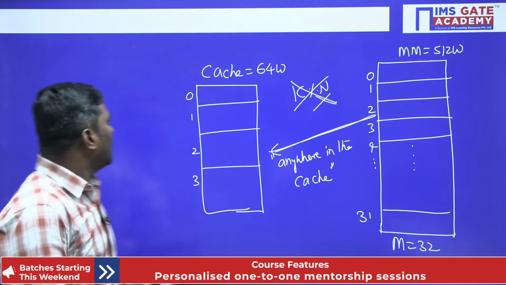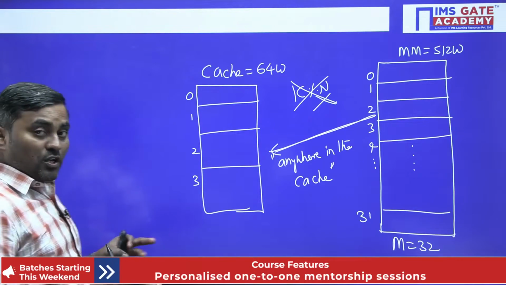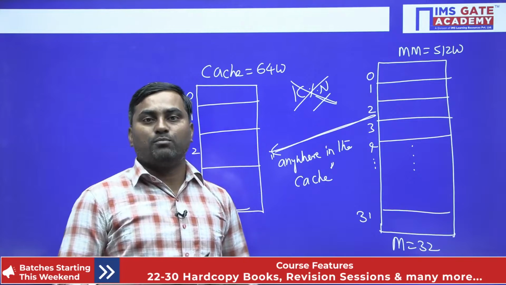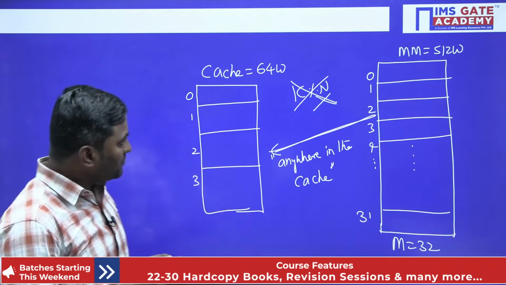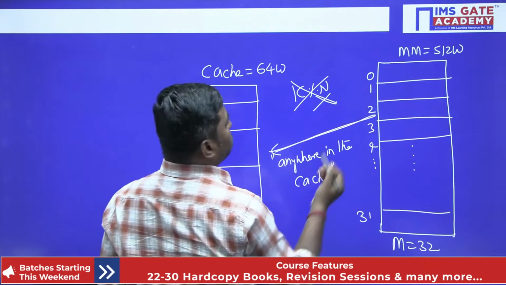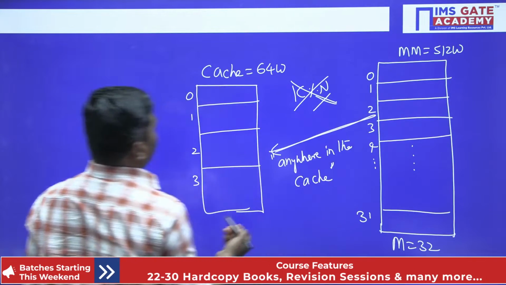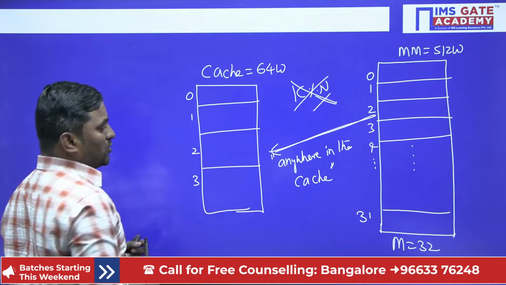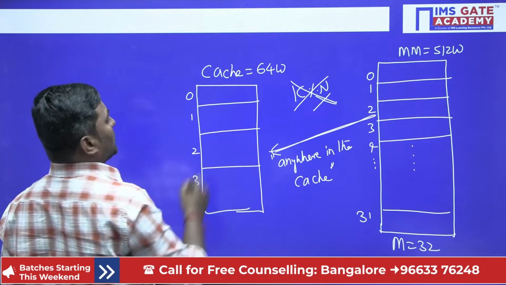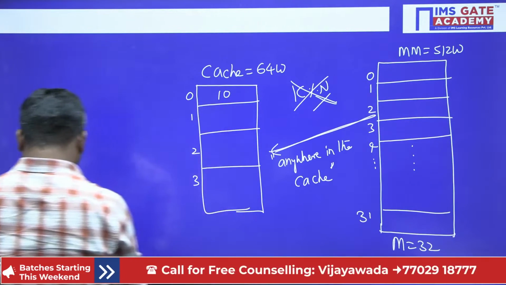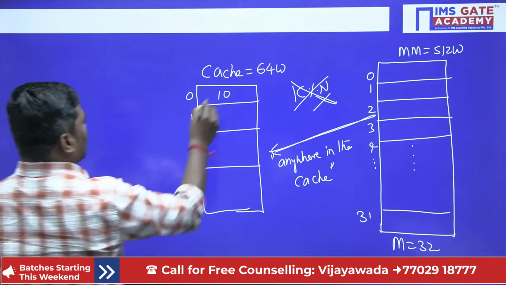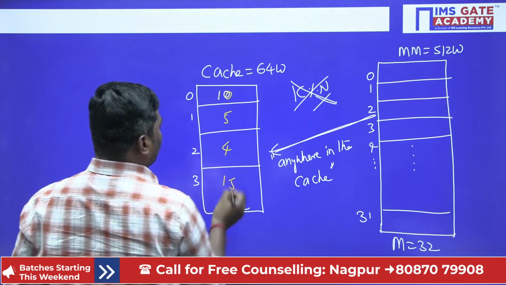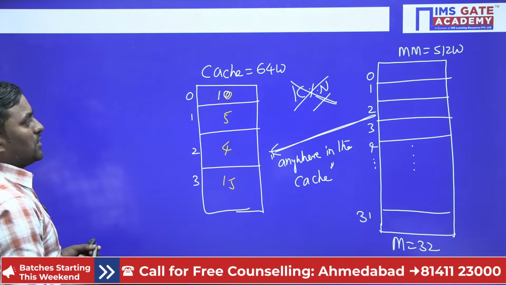Fine. Now we will observe clearly the mapping, as well as how searching happens. Suppose I want to place block 0. You can place it anywhere, not necessarily here. You can place it here. Suppose I want to place the 10th block, yes, you can place it. The 5th one you can place here. The 4th I want to place, the 15th I want to place. I placed them here. Please understand.